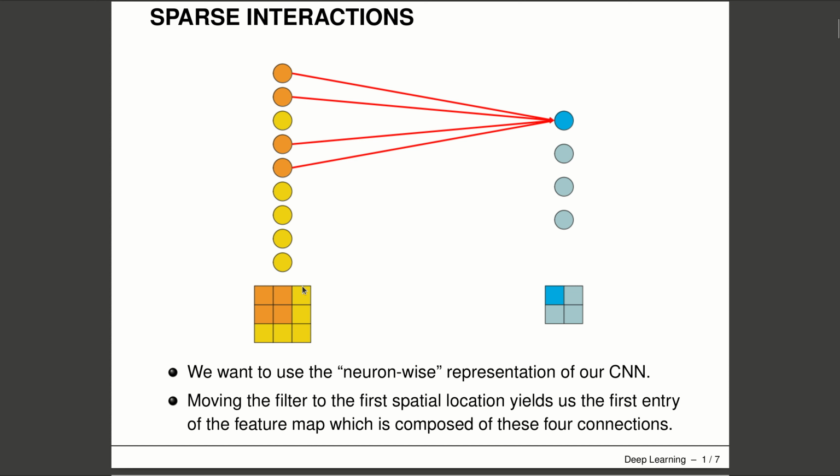Assume we have an input size of 3 by 3 and a filter size of 2. We use the neuron-wise representation of the CNN as you can see here, and when we move the filter to the first spatial location of our input, we get the first output of our feature map. As you can see here, in order to get the first entry, we have 4 connections.